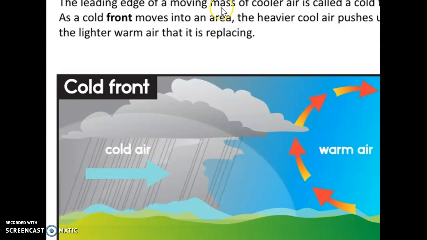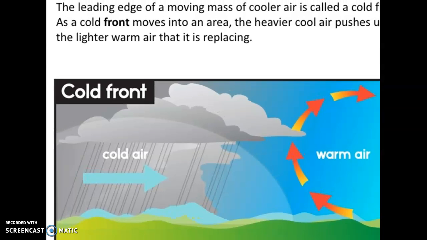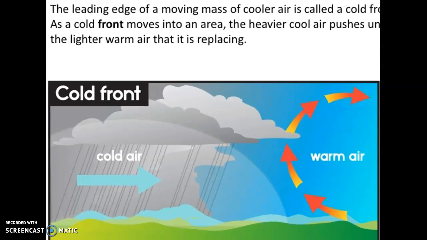Now the other thing I want you to write from this lesson is the definition, just a brief definition of each of these fronts. So a cold front, the definition is the leading edge of a moving mass of cooler air. As a cold front moves into an area, the heavier cool air pushes under the light warmer air that it's replacing. So here's my cold front moving into the area in this picture.